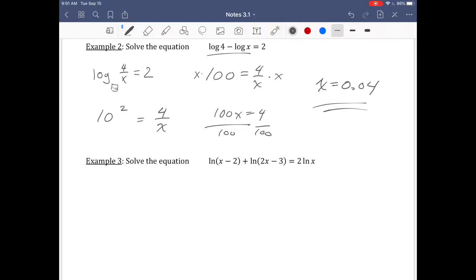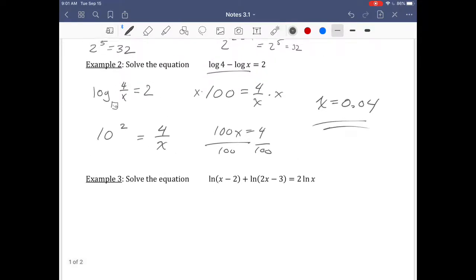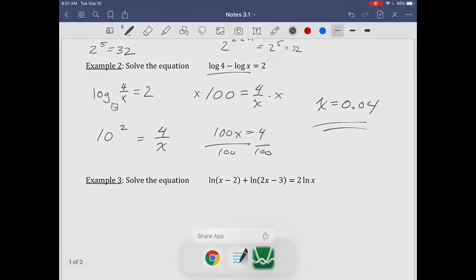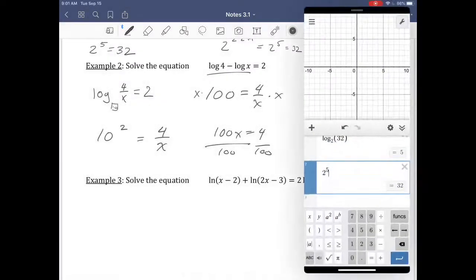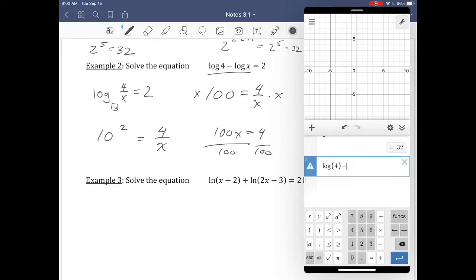Again, it's probably worth plugging that in just to make sure. So we'll check that out. We'll do common log of 4 minus the common log of 0.04, and we'll get 2. So that's a nice way to verify.